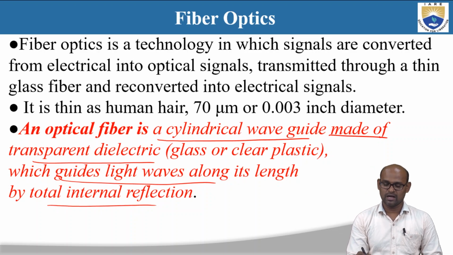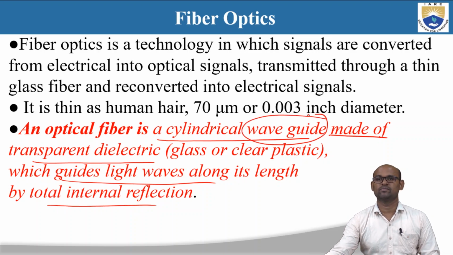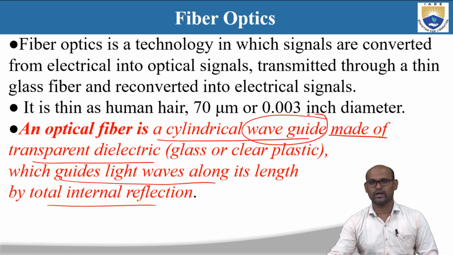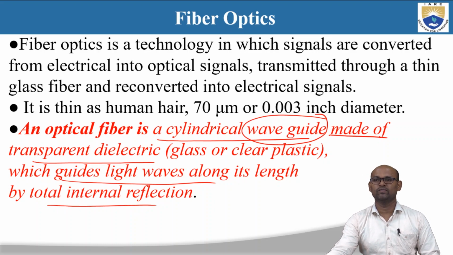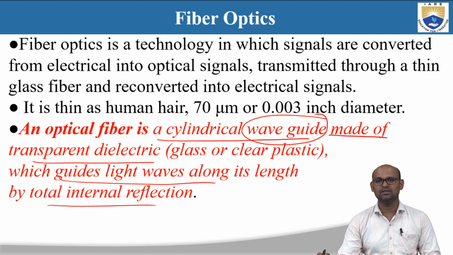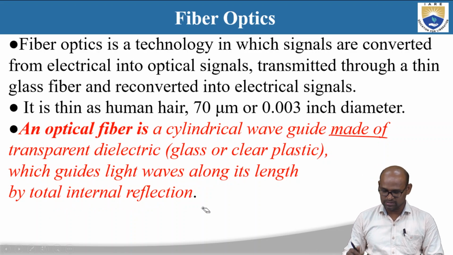Okay. So we are saying optical fiber is a waveguide. Waveguide is a medium in which light can propagate. So optical fiber is a medium in which light propagates. That is why we are saying optical fiber is a cylindrical waveguide, and this cylindrical waveguide is made of dielectric material. It can be plastic or glass, and in it we can transmit the light signal through total internal reflection. So that is what an optical fiber is.